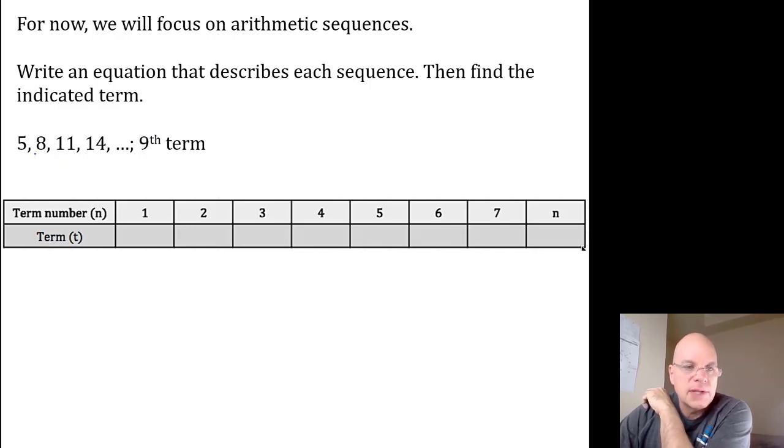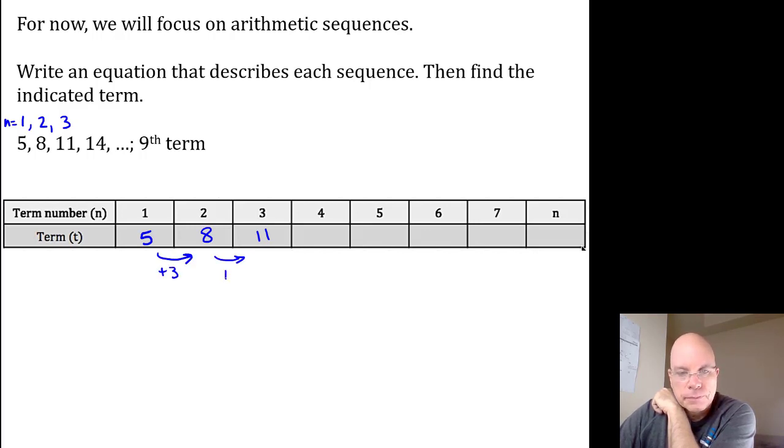So what we need to understand when we see a sequence like this just written out is that there are n values already. The first number in the sequence has an n value of 1. Its position is 1 in the sequence. It's the first number in the sequence. The 8 is the second number in the sequence. The 11 is the third. And so those terms can go directly into the table. 5, 8, 11. You probably already see the pattern is increasing by 3. So we can just follow that pattern and fill these in.